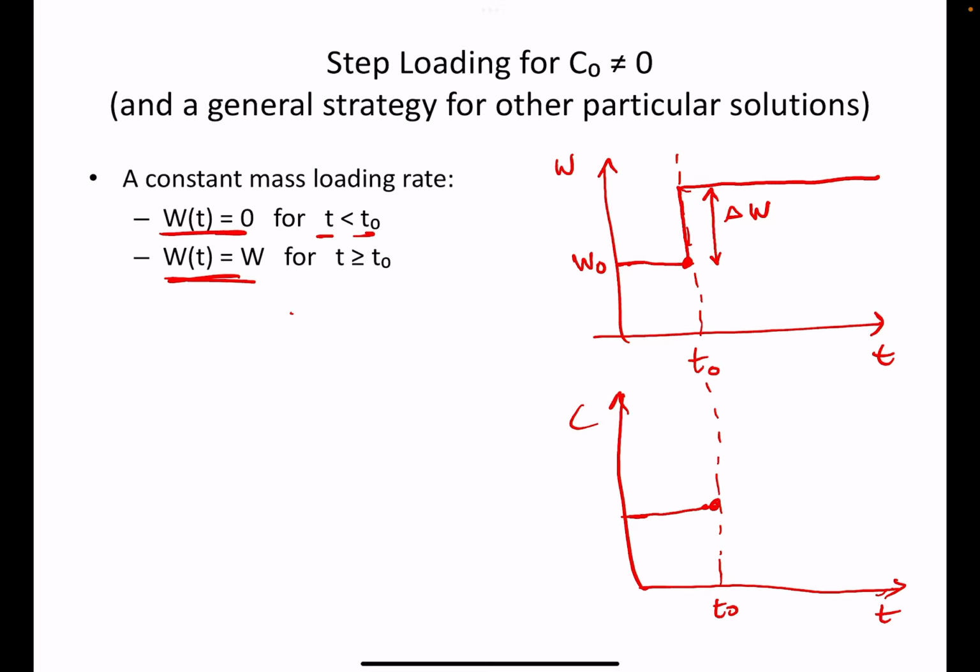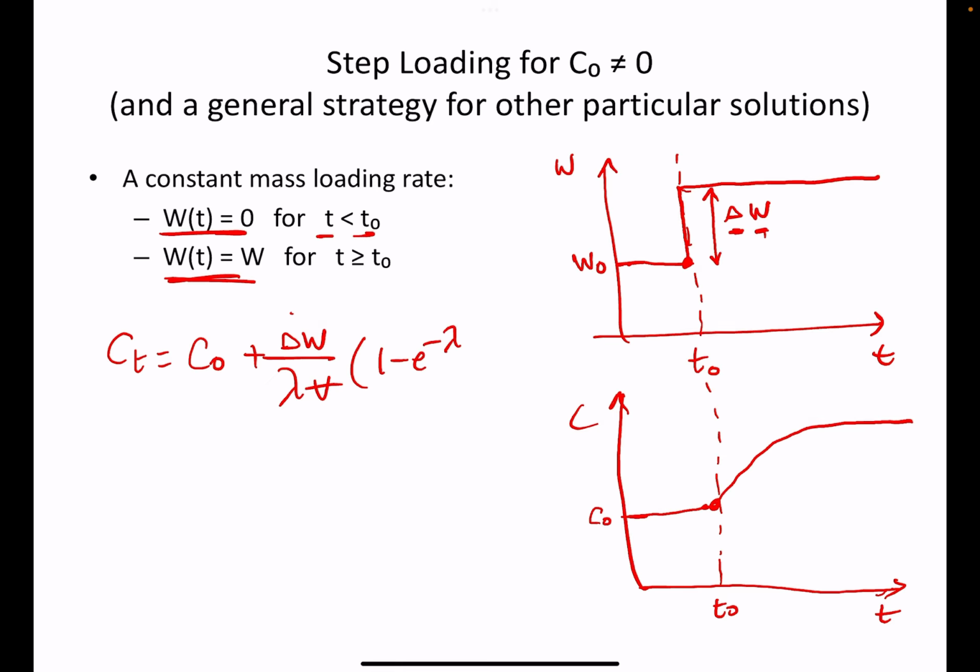And then later on, since you have an external loading, the concentration will go to a higher value. Now later on, C prime will approach that value that we're going to model right now. So if you want to model this equation, C at any time t is equal to C naught, the initial concentration, plus delta W, the difference in loading from initial to final, over lambda volume, times 1 minus e to the minus lambda t.